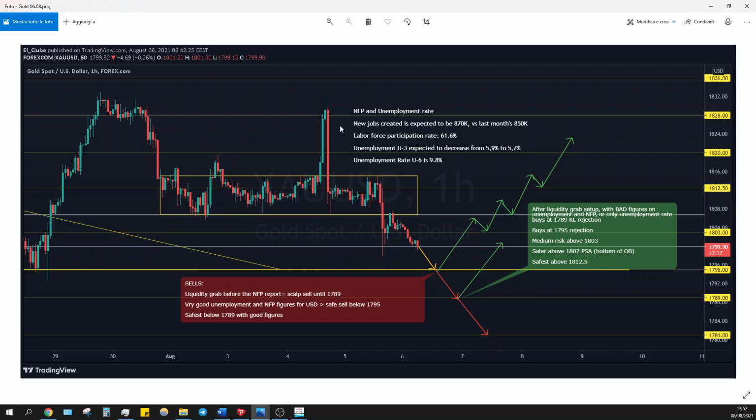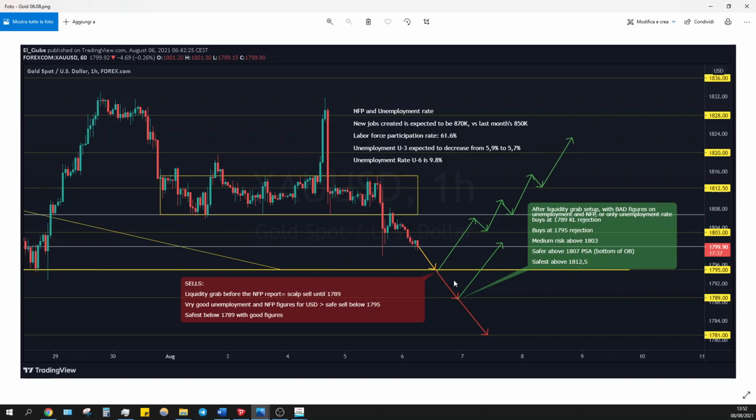NFP, big day. New jobs created is expected to be at least 1870K versus last month 1850. Labor force participation 61.6. Unemployment expected to decrease. Unemployment is 9.8, expected to be more or less the same. Was from 10 to 9.8, I don't remember. So this all depends on the news. If the news is good, we're going to sell. If the news is bad for the US dollar, we're going to buy.